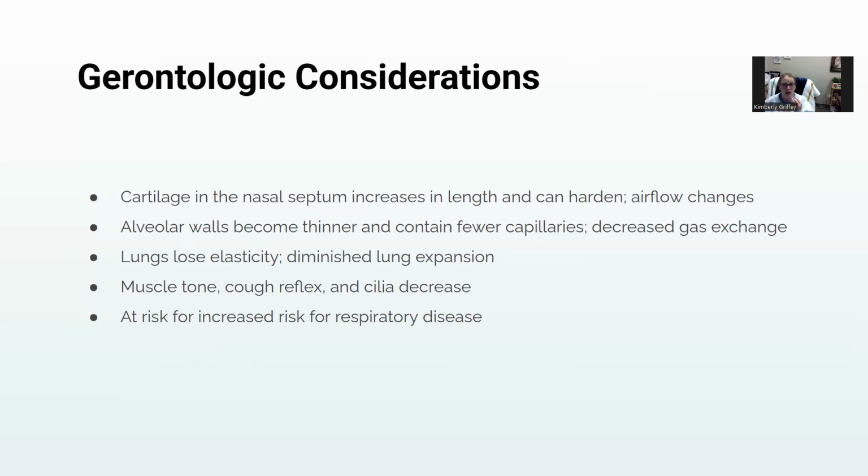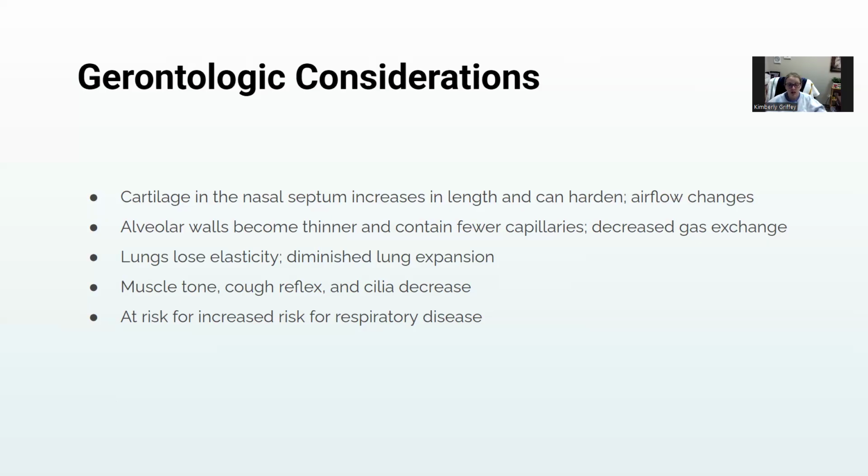Because we don't have as much elasticity, we can have a change in how airflow goes in through our nose and through the turbinates. Your alveolar walls also become thinner and contain fewer capillaries. This decreases gas exchange. Your lungs will lose elasticity, so you don't breathe as well. Even with muscle tone, as we age, our muscles kind of contract and they don't work as well. So if you think about the intercostal muscles, those start to become weaker, and that can decrease how well we can expand our lungs.